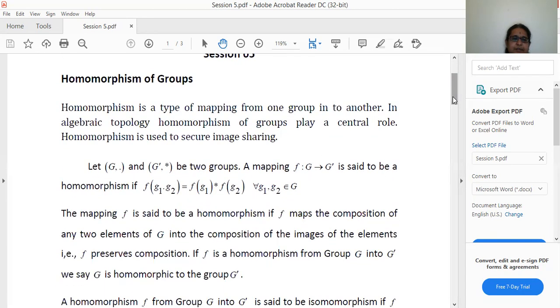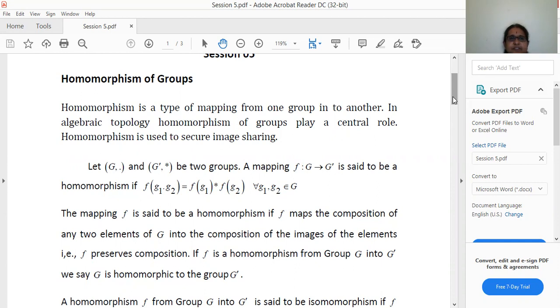Now, the mapping f is said to be a homomorphism if f maps the composition of any two elements of G into the composition of the images of the elements. That is, f is a mapping which relates elements of G to the images in G'. That is, we say f preserves composition.